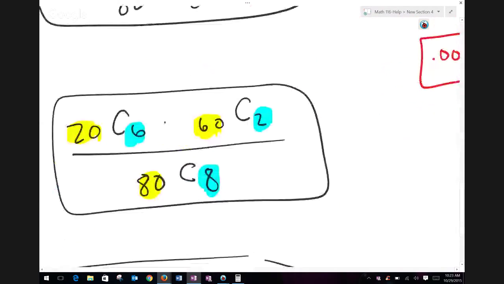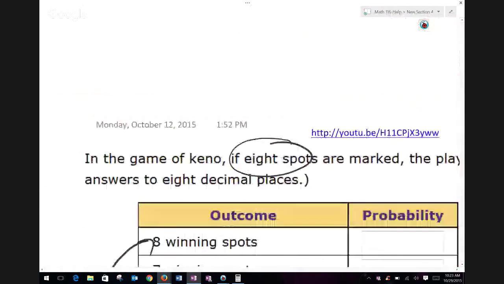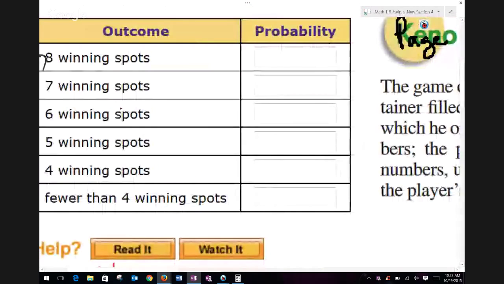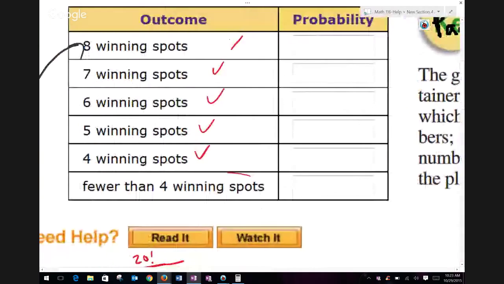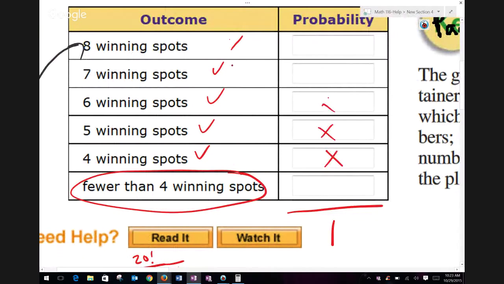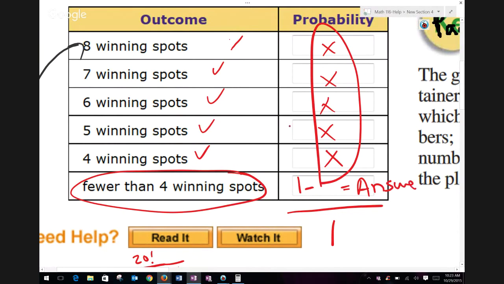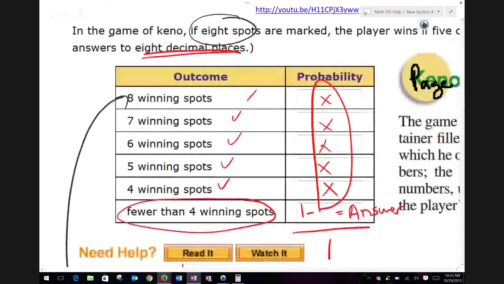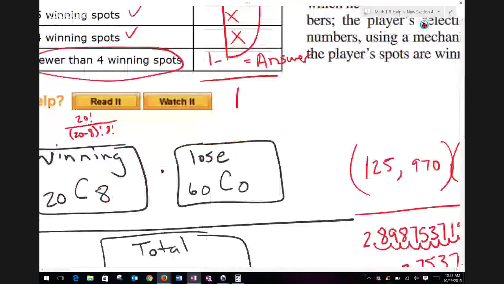You're going to do the same thing with the 6 winning spots, 5 winning spots, and 4 winning spots, right? For 4 or fewer winning spots, what you can do here, all this is going to add up to 1. So if you know this number, this number, this number, this number, and this number, you can take 1 minus the sum of these numbers and get your answer here. All right, so holding the 8 decimal places is just kind of cumbersome, but it's doable. Various ways to do it.